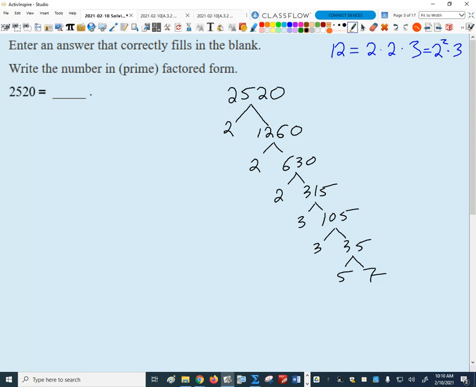So there it is, right? So the answer is 2 times 2 times 2 times 2 times 3 times 3 times 5 times 7. Okay, so we would write that as 2 times 2 times 2 is just 2 cubed, times 3 squared, times 5 times 7. There, it's factored. Okay, that ring a bell? You've done that stuff before, I'm sure, right? Okay.